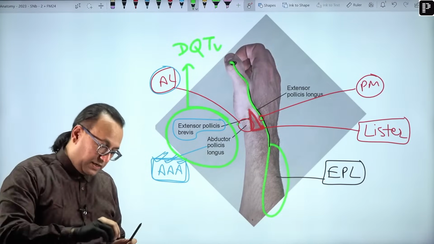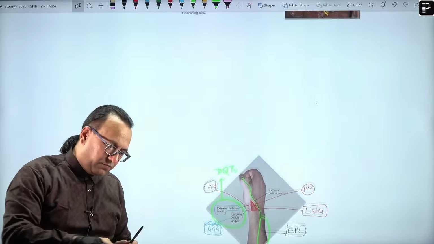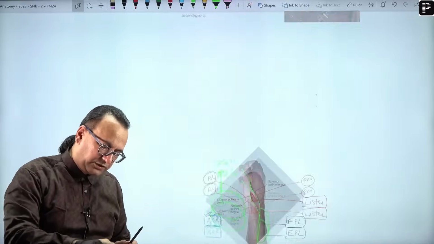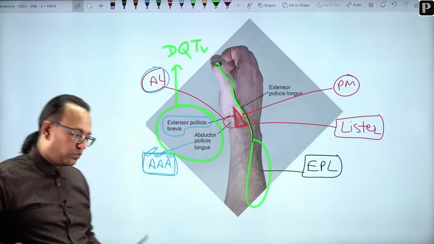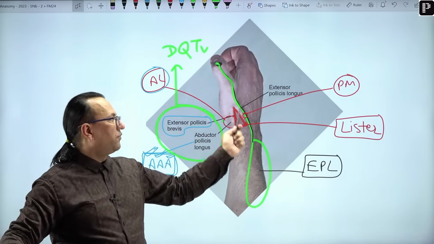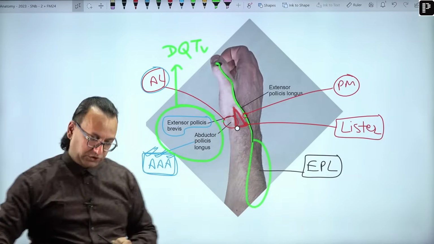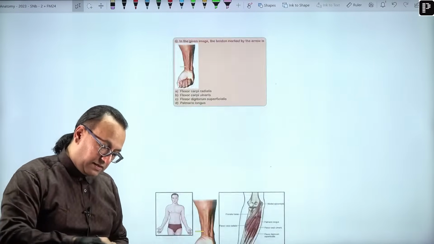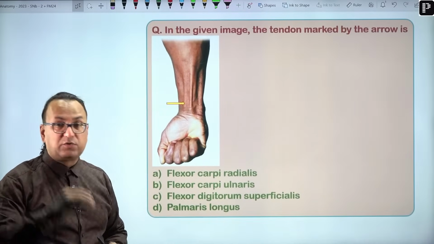Okay, so as such I think it was a simple question. The examiner just wanted you to identify the extensor pollicis longus, which is the posteromedial boundary of the anatomical snuffbox. And this is again a repeat question.